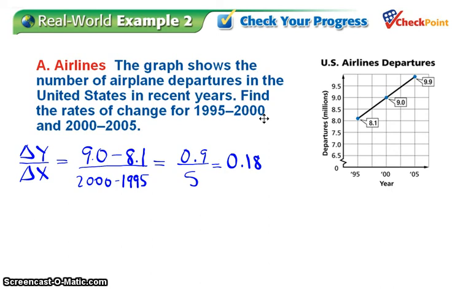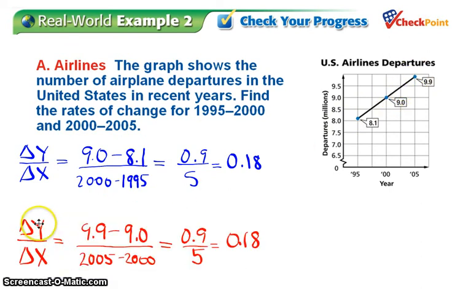180,000 departures. So now when we do this piece right here, change in Y over the change in X, we're going to go 9.9 minus 9.0, and we get 0.9. Our time period, again, is 5 years, and you get the same amount, 180,000 departures. And you can see it should be the same. The steepness doesn't change. So what that means, it has the same slope. It's linear.